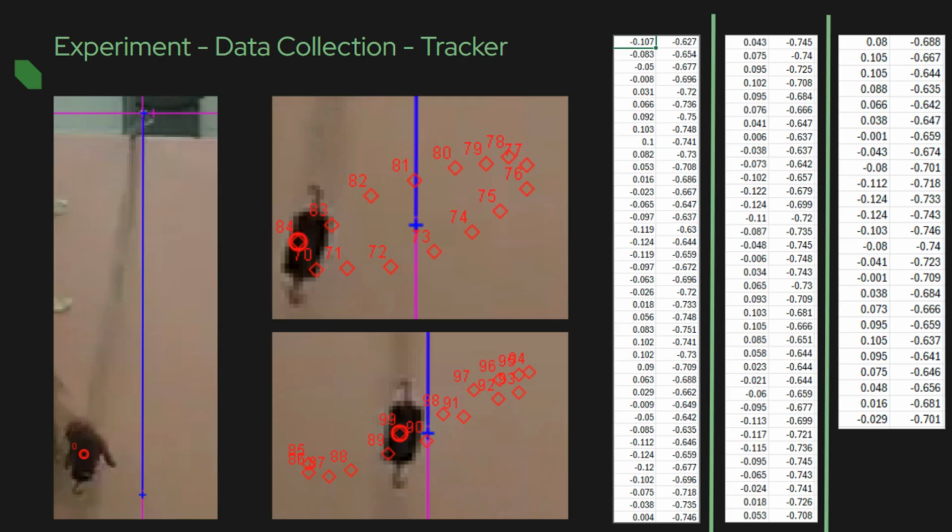Next, we have our data collection via Tracker. On the left, you can see images of the object on the spring at different positions, as well as its tracker points. And on the right are all the different points of its x and y, with x on the left and y on the right.